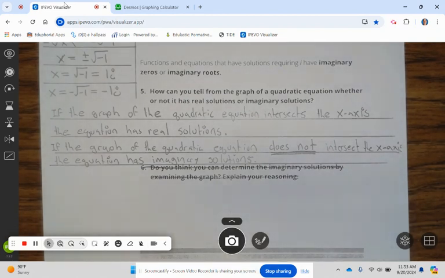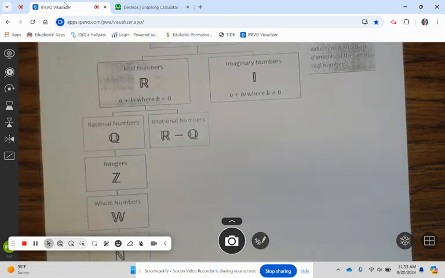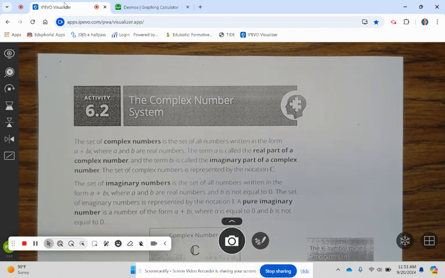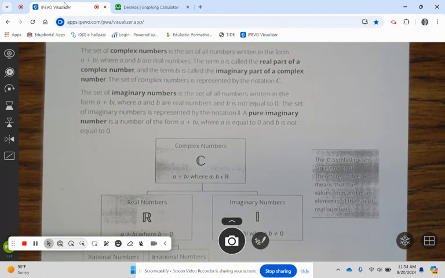Okay, let's take a look at the next page. Activity 6.2, the complex number system. The set of complex numbers is the set of all numbers written in the form a plus bi, where a and b are real numbers. The term a is called the real part of a complex number, and the term bi is called the imaginary part of the complex number. The set of complex numbers is represented by the notation C.